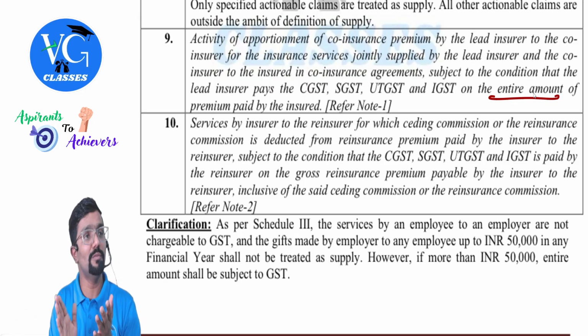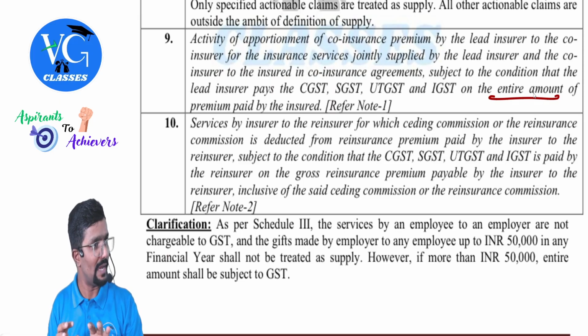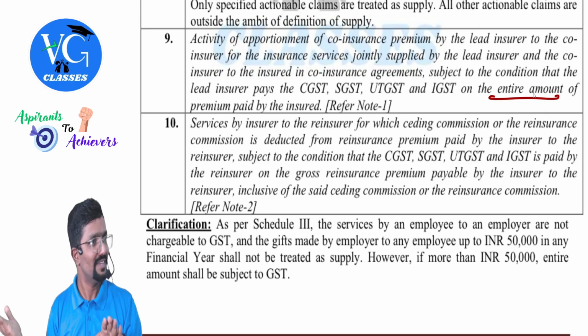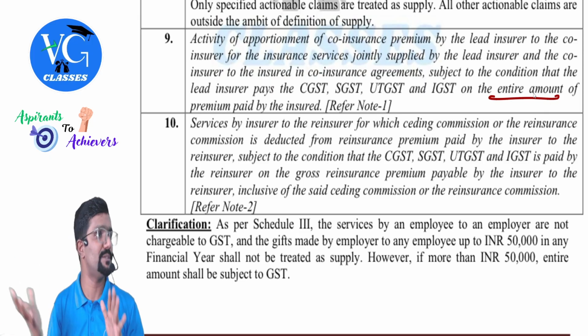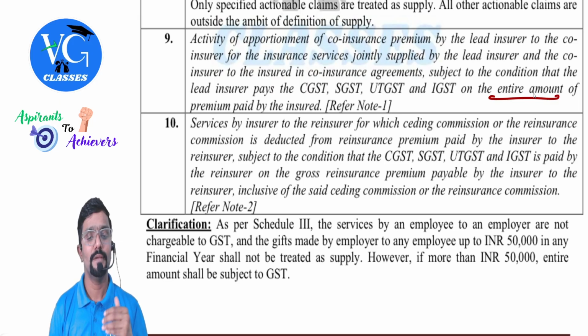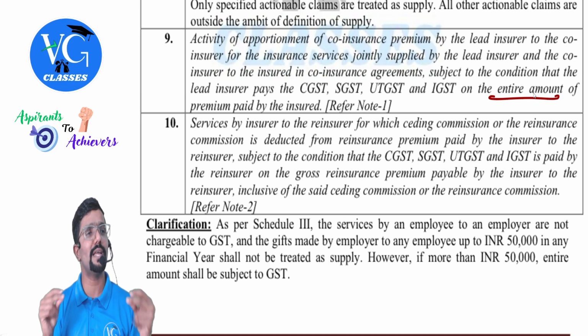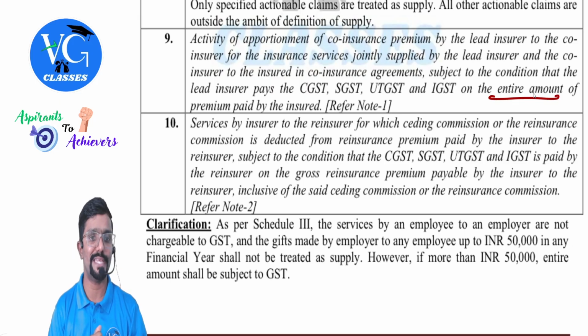Payable by insurer to reinsurer. Actually, who pays this to whom? VG Classes will pay to reinsurer. Correct? Yes, sorry, insurer. They will pay it to reinsurer. Agree. But who should pay GST on entire 10 lakh? The last guy, SBI, reinsurer. Inclusive of the said ceding commission or reinsurance commission. Simple. On entire 10 lakh, which includes 2 lakh also, the reinsurer has to pay GST, guys.